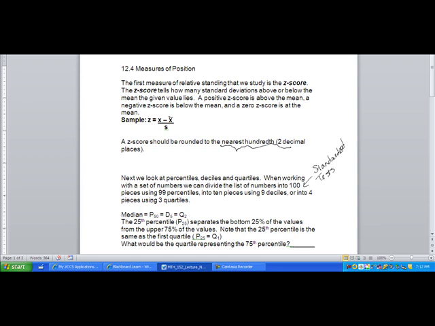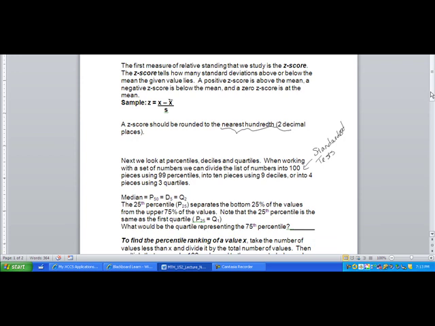The 25th percentile separates the bottom 25% of the values from the upper 75% of the values. So the 25th percentile would be the same thing as the first quartile. Now my question is, what would be the quartile representing the 75th percentile? The 75th percentile would mean that we would have 75% of the scores below that, or 3/4, so it represents the 3rd quartile.